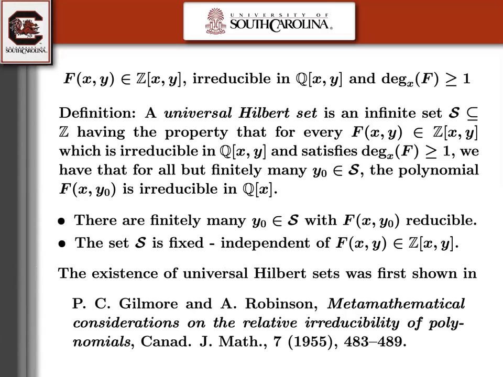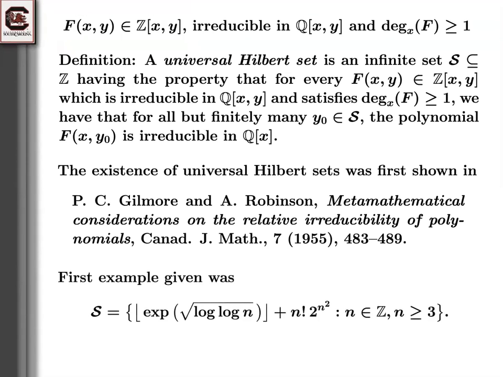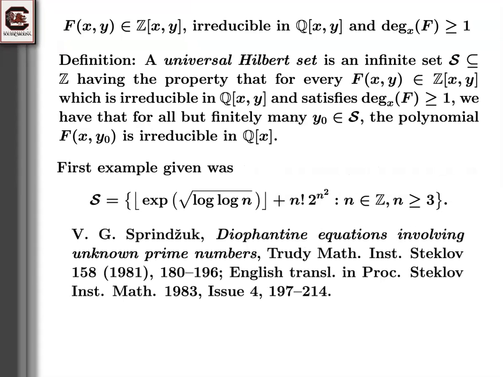And let me mention that this was first shown to exist, that there are infinite sets S like this, in a paper by Gilmore and Robinson in 1955. It took about 26 years later for an example to come by. This was an example published in 1981, though also 1983 there, and it gives a specific example of a universal Hilbert set, by Spencer.